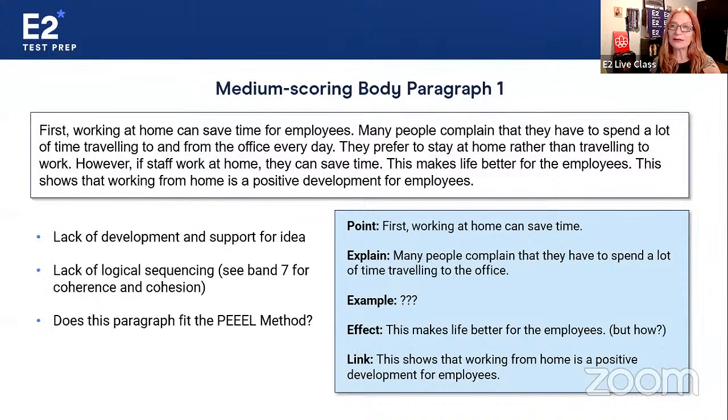Now, I recommend that you don't skip any of the elements of the paragraph structure. The reason is that when you skip, it's an opportunity that you miss of extending your answer or supporting. The example is a support. The effect: this makes life better for employees. Okay, but how? What you really want to say is, what is the impact of this? Or there's a different path: if employees were not given the opportunity of working from home, then you present the impact, the result. And the link sentence, that you can link backwards or forwards, is also a mechanical marker.